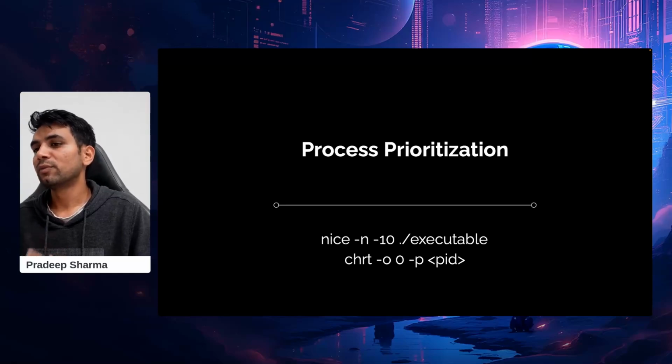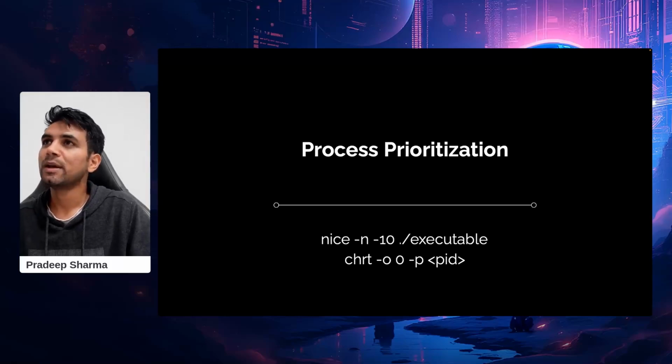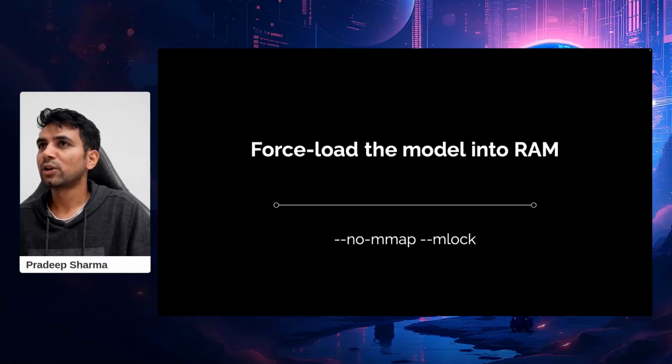Some of the important things, sort of hacker or gamer kind of things that you would do, is that you prioritize the process which is running this inference. You can use the commands nice and chrt to do that. And second, you can force load the model into RAM. If you're using a smaller model, then simply load it in the RAM. And in Llama.cpp, you can use these arguments to do that.